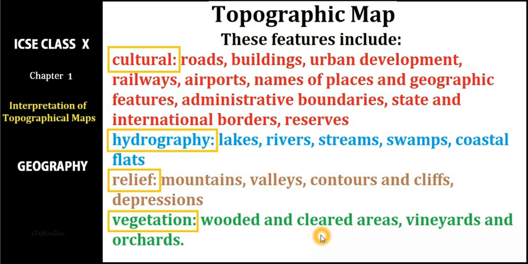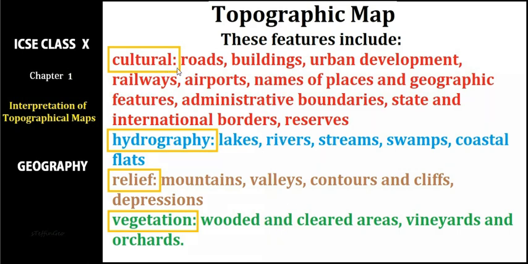So this is one unique map which shows a large number of details in a single map. Right? It shows both physical features and cultural features. In the previous classification we have seen thematic maps, political maps, and cultural maps, and they cannot show all this kind of detail in a single map, whereas a topographic sheet can show both cultural features as well as physical features. Here I have given different colors to all these things.